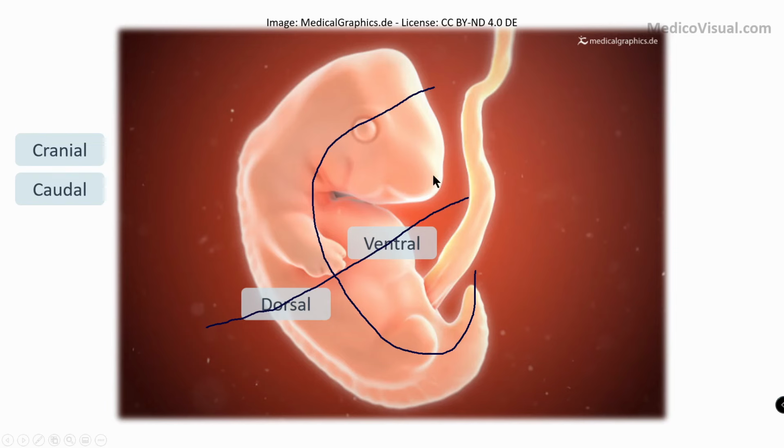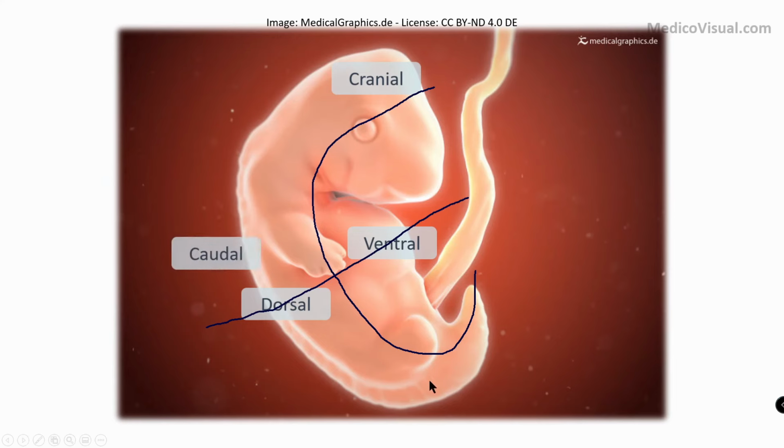So skull is also called cranium. So anything that is superior or above this part is called cranial, and anything that is below this part towards this tail end is caudal. Caudal means tail, towards the tail, so caudal is inferior or below this plane.